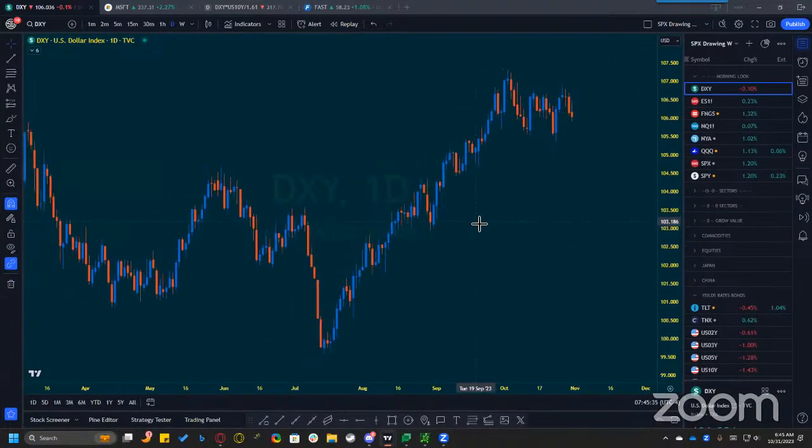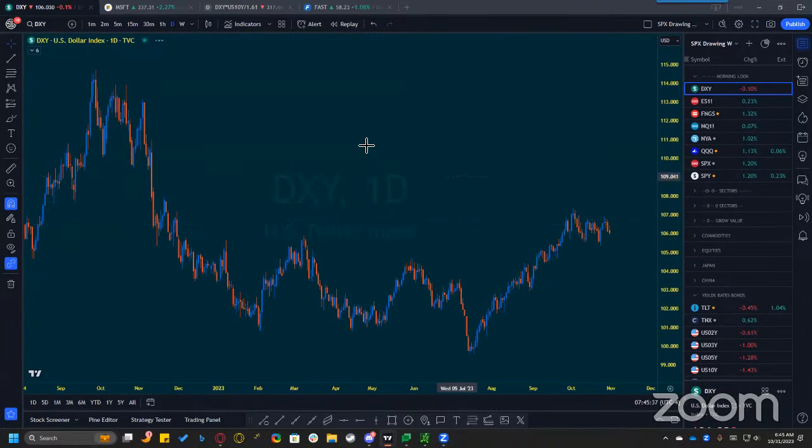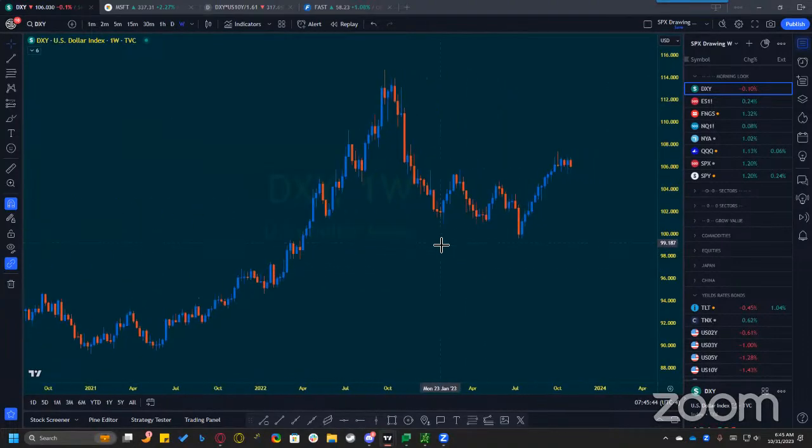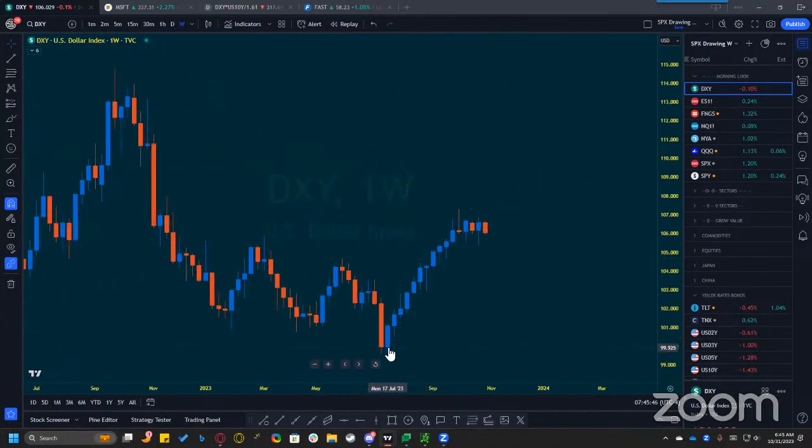All right, so we got the dollar here. And sure, in the grand scheme of things, we're well off of those 115, 120 areas, but you put it on a weekly and you can see this consistent move since June and how we're just digesting up here. As long as we continue to hold this range, this is still bullish. All right, we have to break this zone, either get out of it or, we can't just stay here. And the longer we stay here, the more bullish it is.